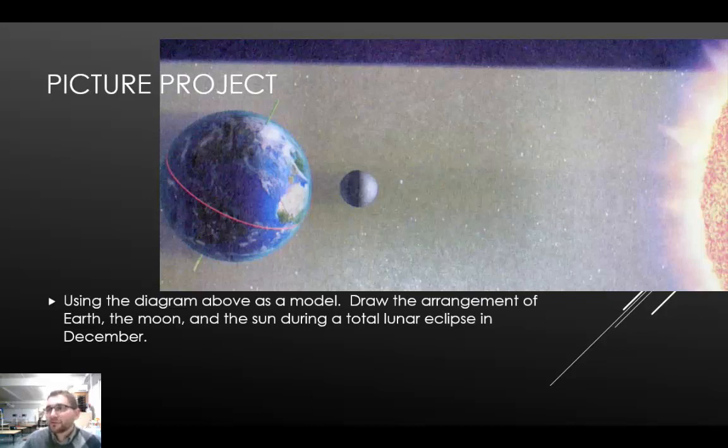Using the diagram that we see here as a model, I want you to draw the arrangement of Earth, the moon, and the sun during a total lunar eclipse in December. So draw the arrangement of Earth, the moon, and the sun during a total lunar eclipse in December. Use the picture as a model.